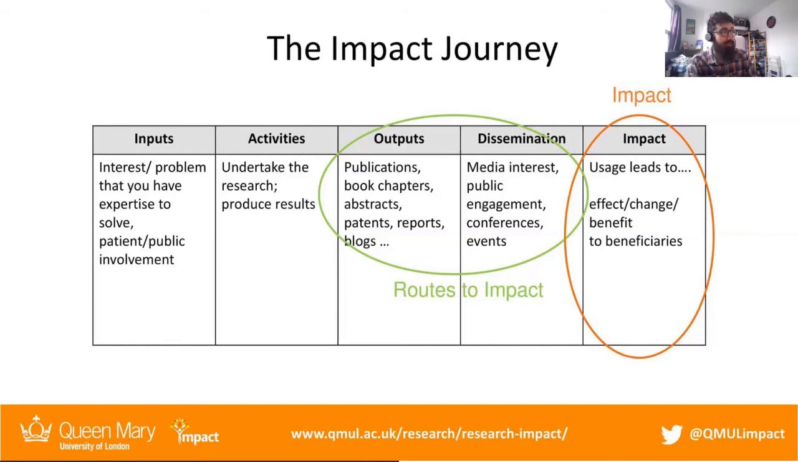So the meld of outputs and dissemination is the route to impact. The two combined will go about generating your impact, hopefully. Because then the impact all leads down to the usage of your research. Is there an effect, change or benefit to the beneficiaries you had in mind? It doesn't have to be the people you had in mind, but is there beneficial change happening that you can demonstrate?